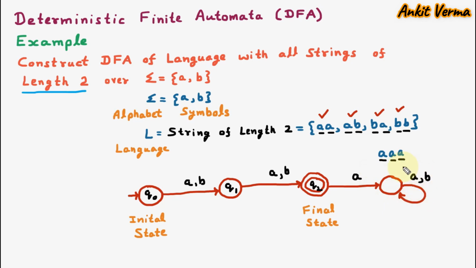So this is called the dead state, where we have the self loop for all the symbols. So here we cannot move further. This is the dead end. Let's check, is it solving our purpose?